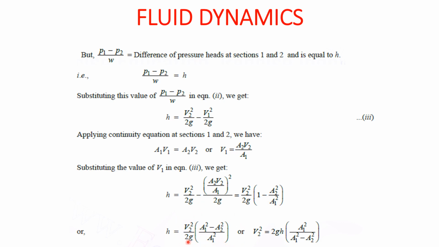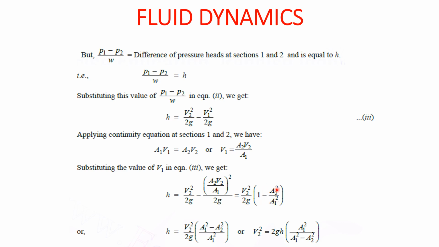Now again, re-evaluating this value, H is equal to V2 square by 2G into bracket A1 square minus A2 square divided by A1 square. Now we are interested in calculating V2, so V2 square is taken at the left hand side. What we will get is 2G into H, divided by this value reversed, so 2GH divided by bracket A1 square minus A2 square over A1 square.